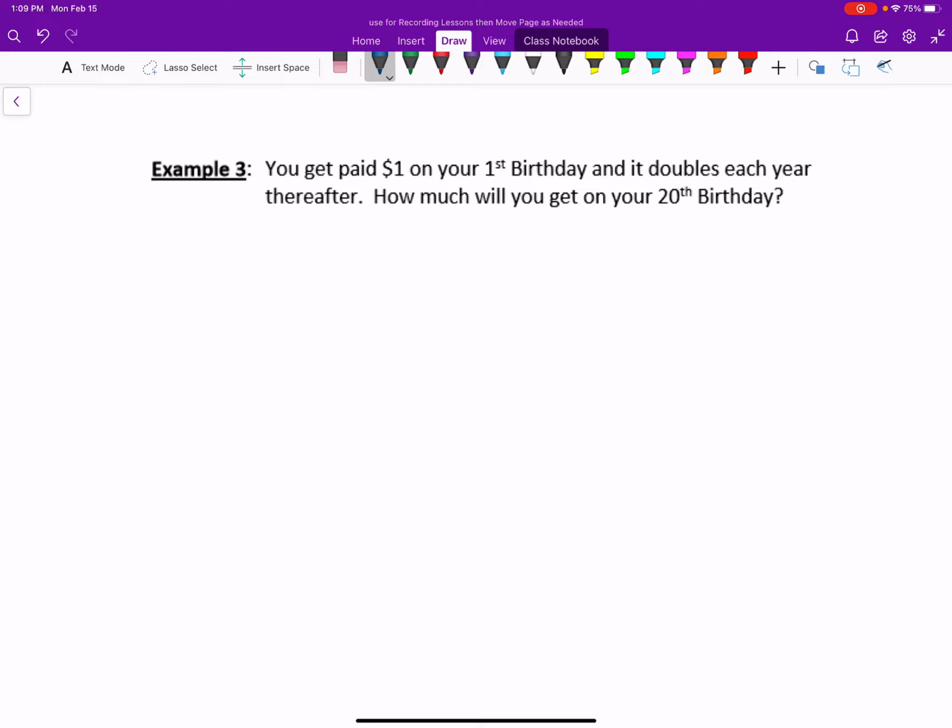Here's a nice little one to think about. You get paid $1 on your first birthday, and it doubles each year after that. How much will you get on your 20th birthday? So in other words, you get paid $1 on your first birthday, and $2 on your second birthday, and $4 on your third birthday. Let's write the sequence out. 1, 2, 4, 8. How much money are they going to give you on your 20th birthday?